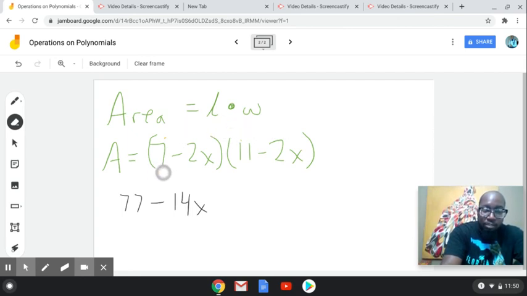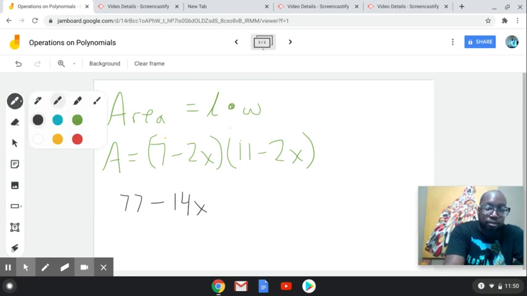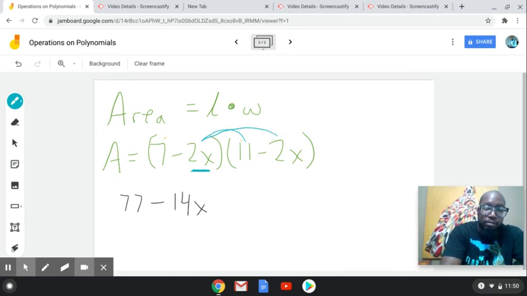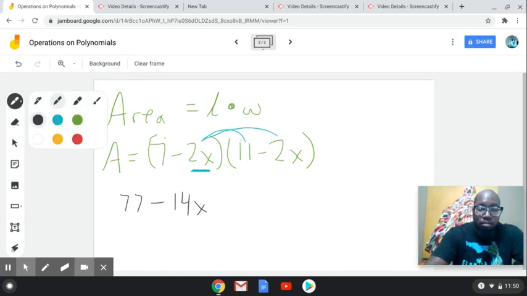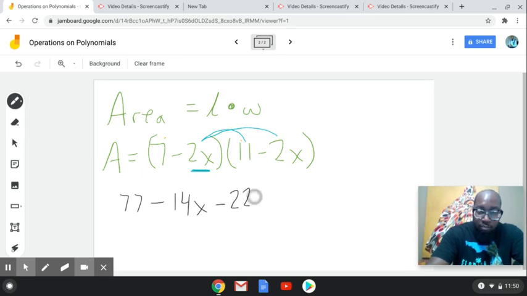We now look at the next term in our first binomial, which is the negative 2x, and we distribute that over to the other binomial. So we're going to distribute that to 11 and to negative 2x as well, okay? And when we do that, negative 2 times 11 is negative 22x. Negative 2x times negative 2x: well, a negative times a negative is automatically going to be a positive. 2 times 2 is 4, and you have the x and another x, so that's going to be x squared. That's the product property.